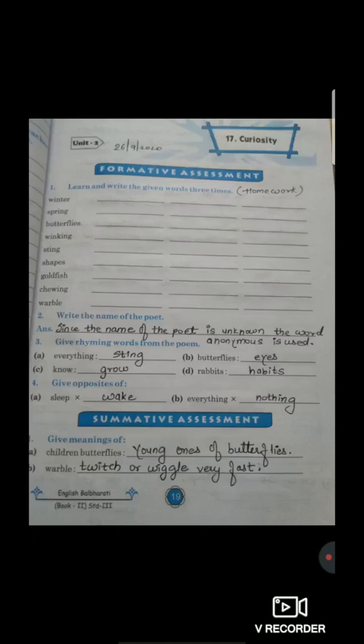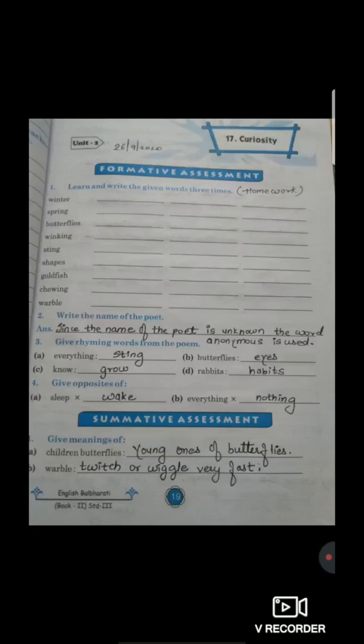Here on the left hand side there are some words. Winter, spring, butterflies, winking, sting, shapes, goldfish, chewing, verbal.